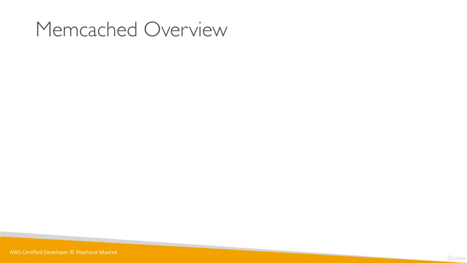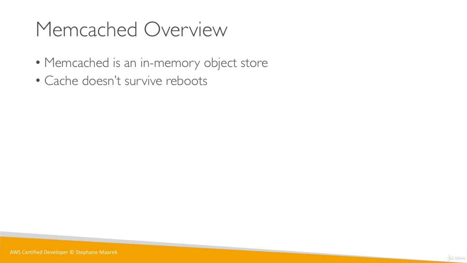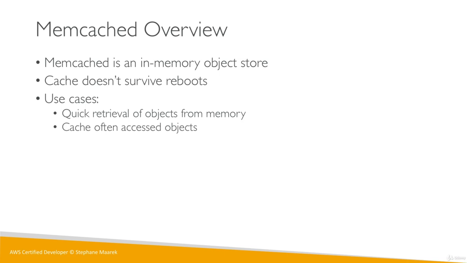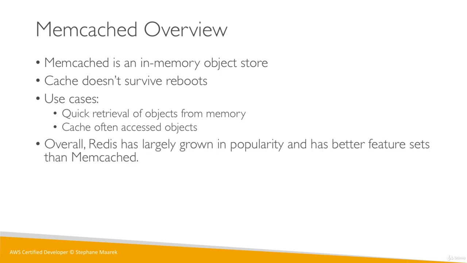Now, Memcached is a bit less popular but still available. It's an in-memory object store, and the cache this time doesn't survive reboots, and the use cases are to do a quick retrieval of objects from memory and to cache often accessed objects. To be honest, and I did my bunch of research, Redis is now largely growing in popularity. It is the dominant cache technology, has a better feature set than Memcached, and overall is going to be the number one choice. But Amazon still called it ElastiCache. So personally speaking, if I need to do caching, I will use Redis and not Memcached. But that's a personal preference.